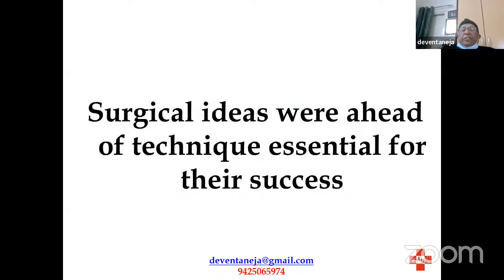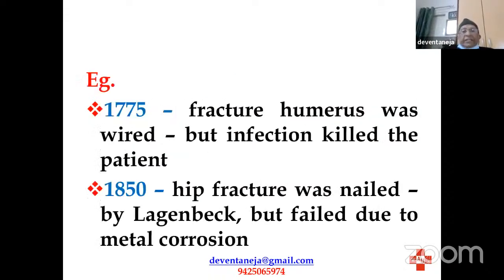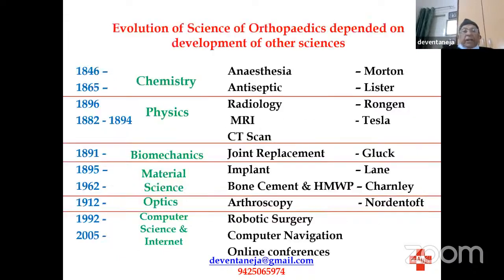Surgical ideas were much ahead of technique, which was essential for their success. In 1775, a fractured humerus was wired, but infection killed the patient. In 1850, a hip fracture was nailed by Langenbeck, but it failed due to metal corrosion. Then the evolution of the science of orthopedics depended on the development of other sciences. Let us see how.